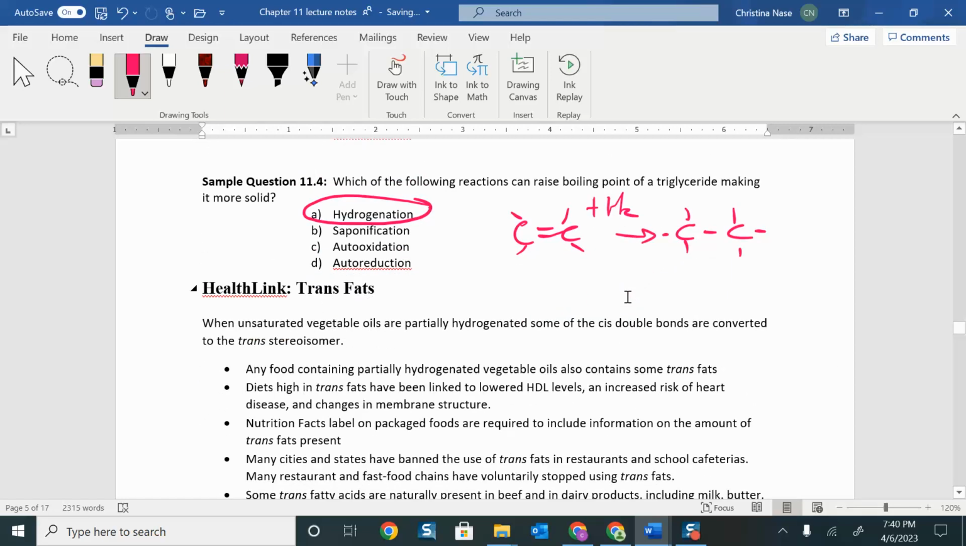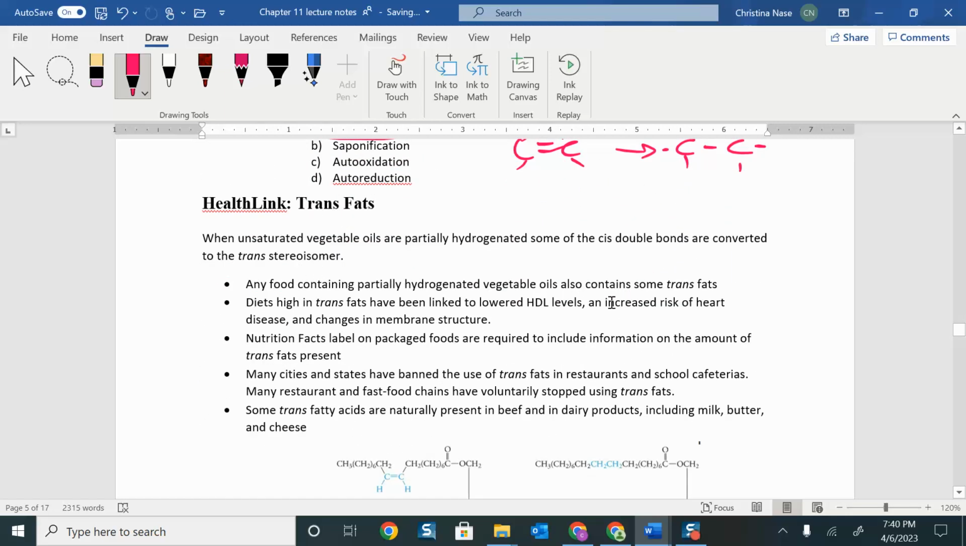Cool. So then trans fats. Now you've heard about trans fats before, probably. You have unsaturated vegetable oils that are partially hydrogenated. So in that process, sometimes the cis double bonds are converted to trans. So you can turn from cis to trans, even though for the unsaturated, all you're doing is adding hydrogen across those bonds. Sometimes it doesn't add completely, and instead you have an isomerization reaction where you go from the cis isomer to the trans isomer.